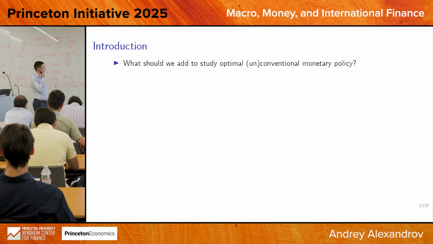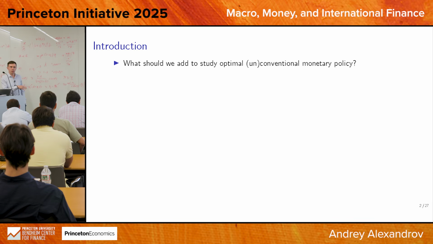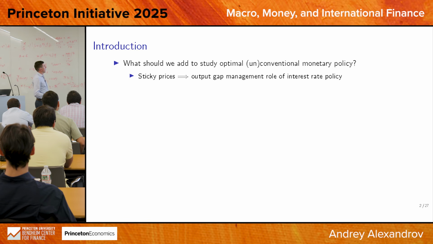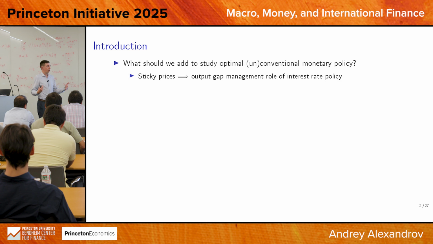So the first thing we have to decide on is what are the things that we add? What are the new elements that we want to have? Some of these elements you had seen in Gautam's talk. Others are going to be new, and we're going to add them step by step. The first thing you want to have if you're talking about monetary policy is probably sticky prices. Once you have sticky prices, you're going to have an output gap, and then your short-term interest rate is going to have an output gap management role.